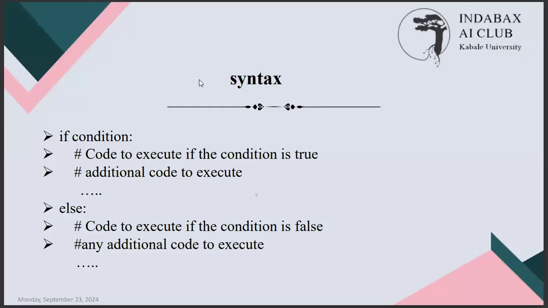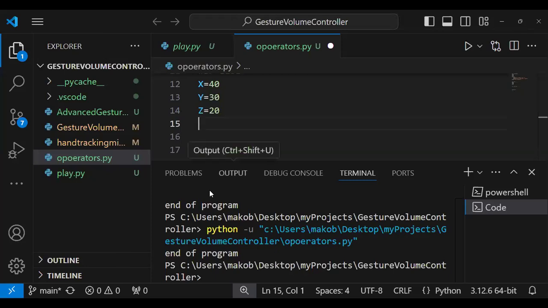If else, this is the syntax. You'll still write if, you give your condition, then you give the code which you want to be executed if the condition evaluates to true. Then you can write as many lines of code as you want to be executed as long as they are correctly indented like this. Then the else part, this code will be executed if the condition is false. And you can also write as many lines of code as you desire to.